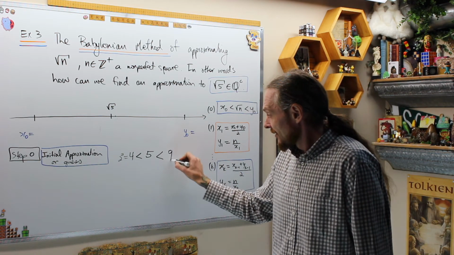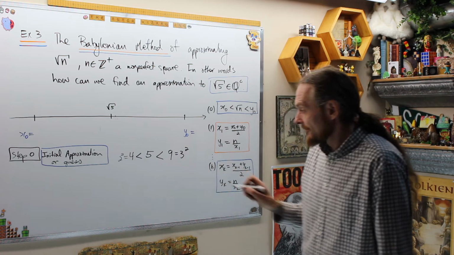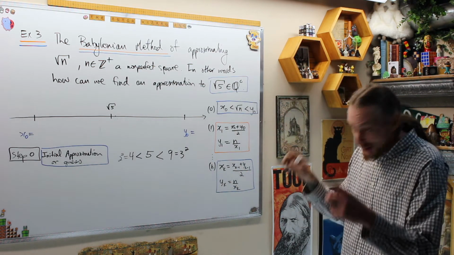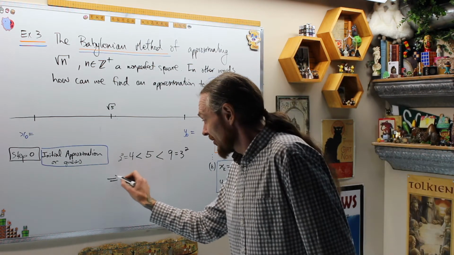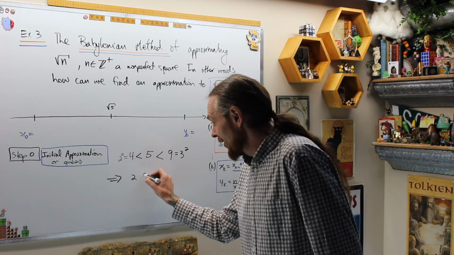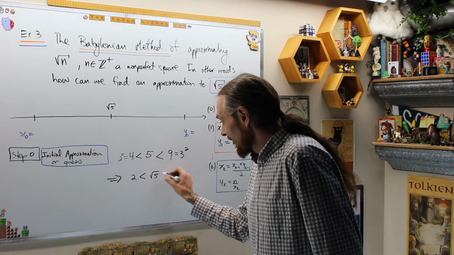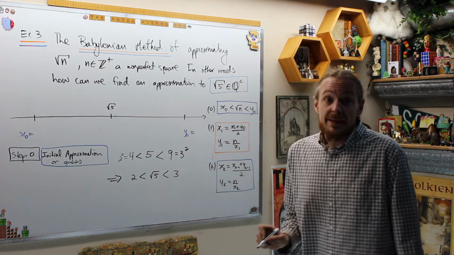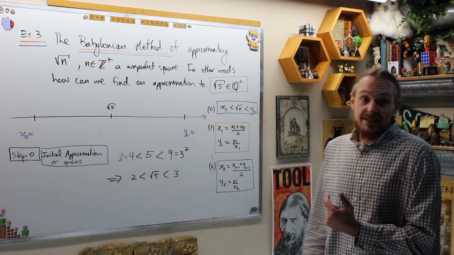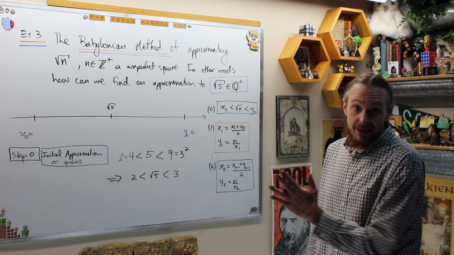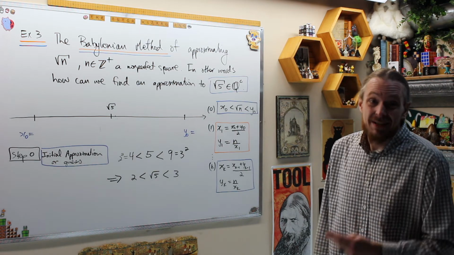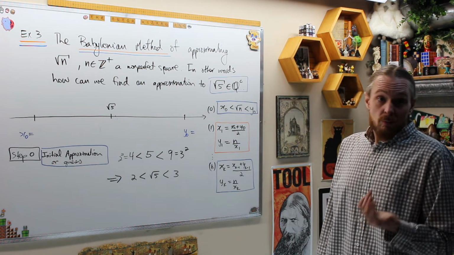9 is 3 squared. Now if I square root this whole thing, it preserves the order, and that will say that 2 is less than the square root of 5 is less than 3. And this is already given, though bad, because I don't have any of the decimal points yet, but this has already given us an approximation to what root 5 is.